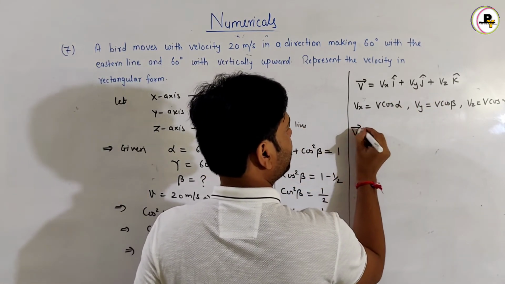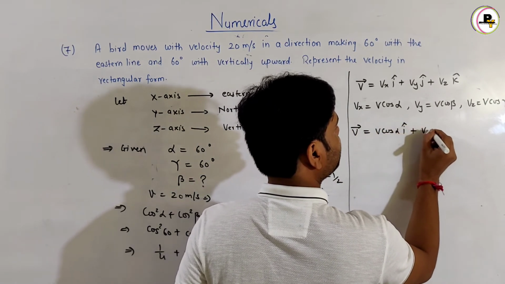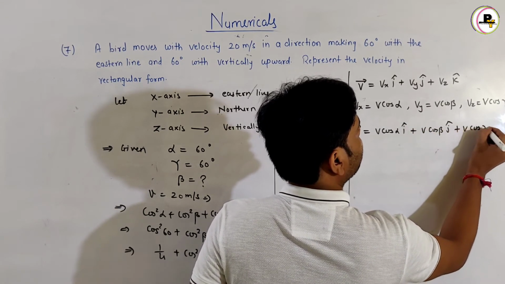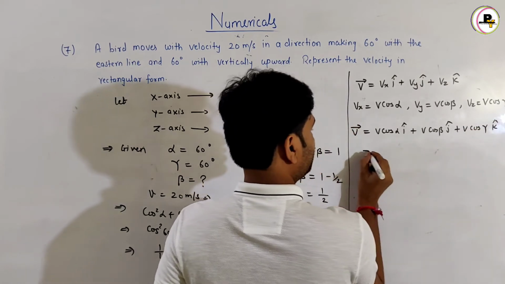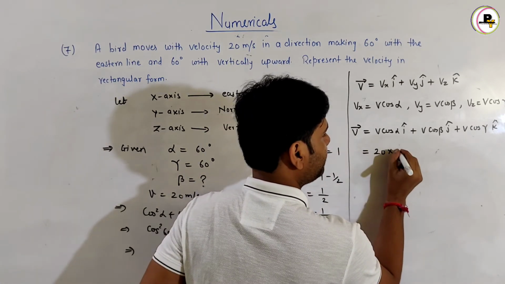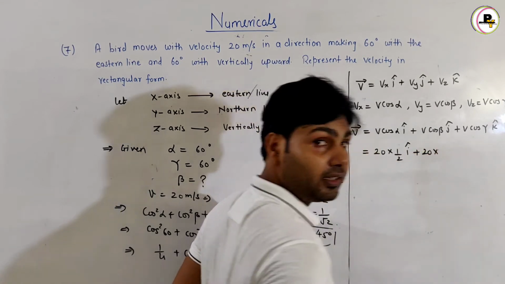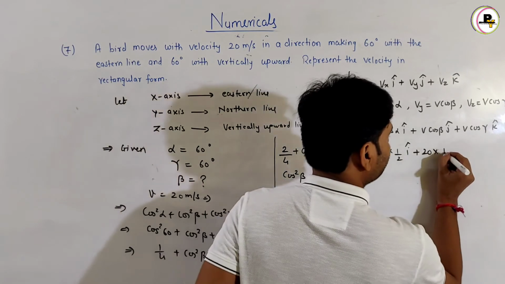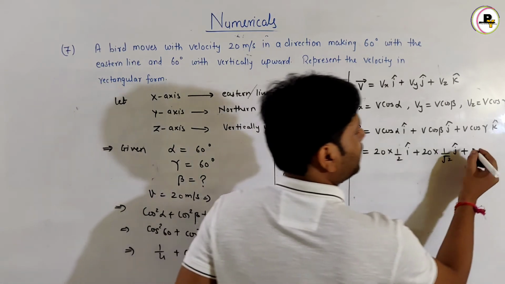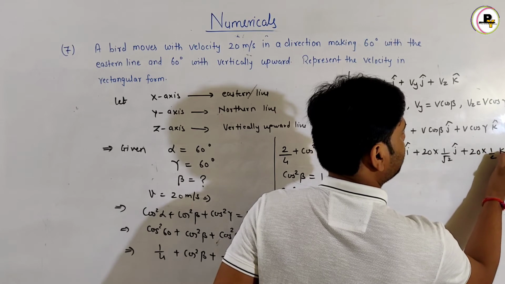We get the v vector equal to v cos alpha i cap plus v cos beta j cap plus v cos gamma k cap. So what is v? It is 20. Cos alpha is cos 60 degree, which is 1 by 2, i cap, plus 20. What is cos beta? It is cos 45 degree, that is 1 by root 2, j cap, and plus again we get the same, 20 into cos gamma, which is cos 60, so it is 1 by 2 k cap.